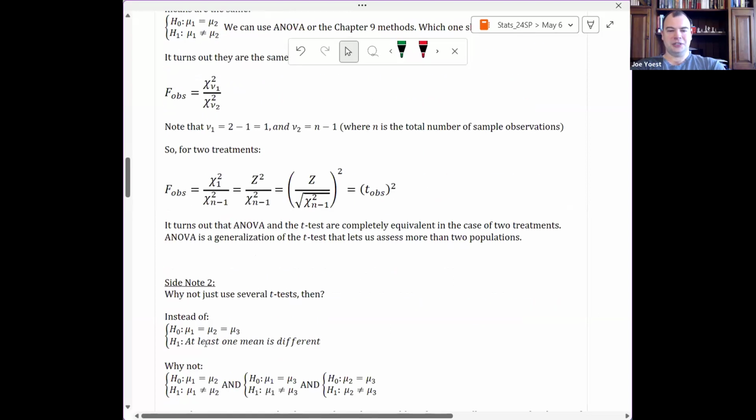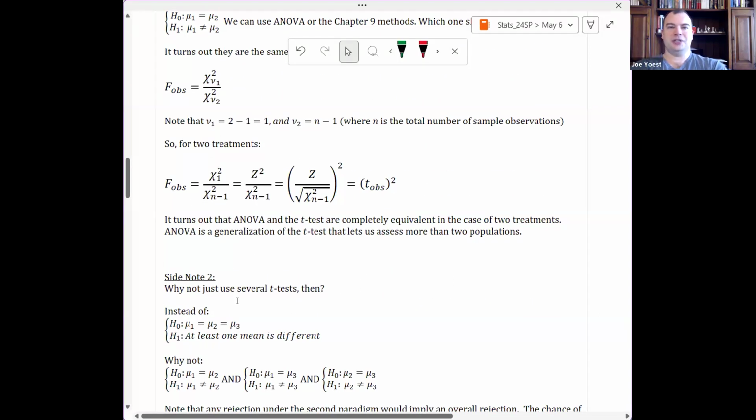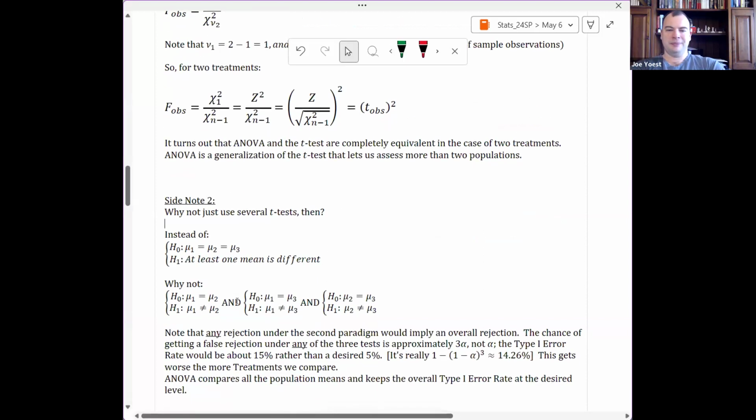Well, we might ask ourselves then kind of the same question that we asked with the chi-squared goodness of fit test. We said, well, if I'm rolling a die, I can use just the basic chapter 8 hypothesis test for probability of rolling a 1. Is that 1/6? But then I could just repeat that. I could just do 6 of those hypothesis tests side by side. Why not just do that? Why do this chi-squared goodness of fit test? It's the same argument here, right? Why not just use several t-tests?